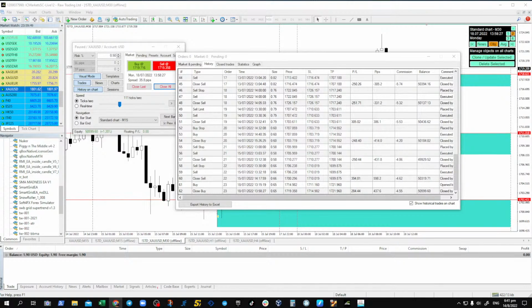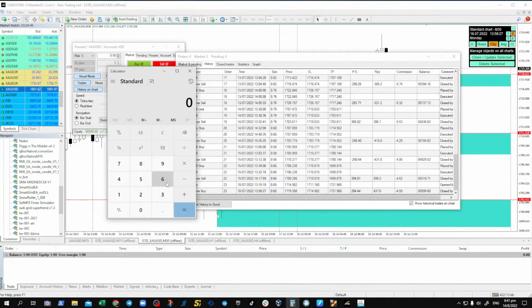Okay, so the PNL was 284. 284 divided by 500, so 0.56. Our SL was about 35 pips just now. R is 0.56.